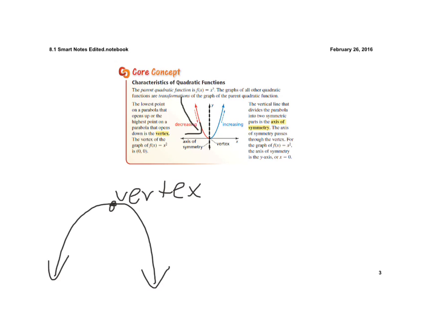The y values are decreasing as the x values increase. We call that a decreasing function. And then at the vertex, it changes and becomes an increasing function as x gets larger, meaning y gets larger. And again, that axis of symmetry is that line right down the center of the parabola.